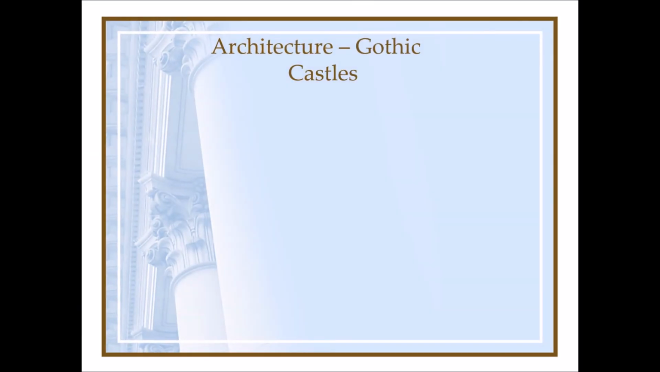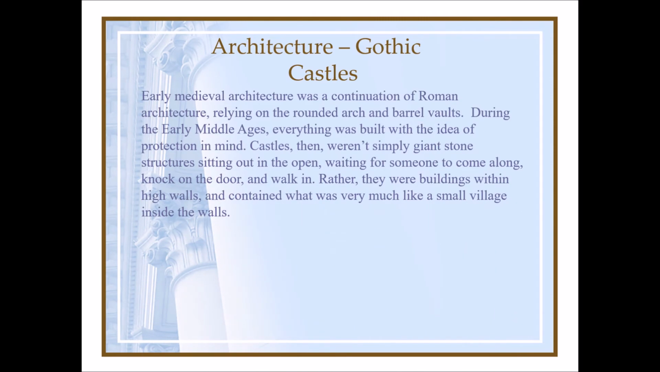The next period is the Gothic castle. Early medieval architecture was a continuation of Roman architecture, relying on the rounded arc and barrel vault. During the early Middle Ages, everything was built with protection in mind. Castles weren't simply giant stone structures sitting out in the open, waiting for someone to come along, knock on the door, and walk in.